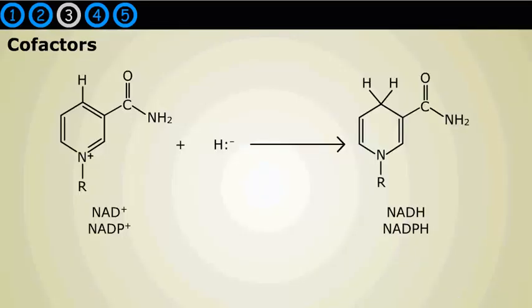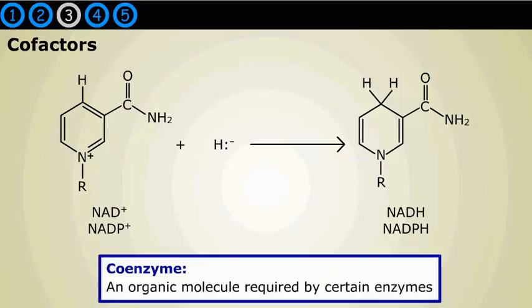Coenzymes are also cofactors. A coenzyme is an organic molecule often derived from vitamins. Unlike an enzyme, a coenzyme may be modified in a reaction. The coenzymes NAD and NADP carry hydride ions in oxidation-reduction reactions. A hydride ion is equivalent to a proton and 2 electrons.